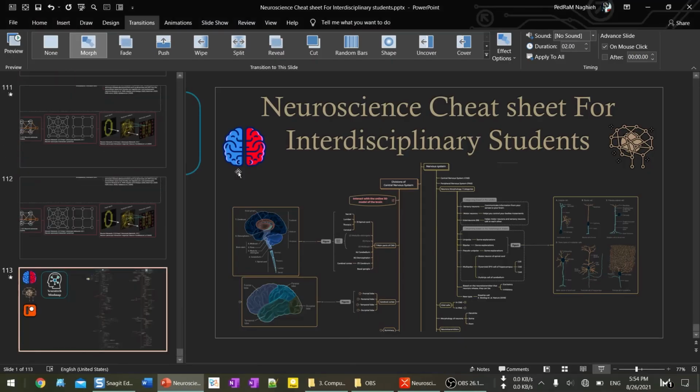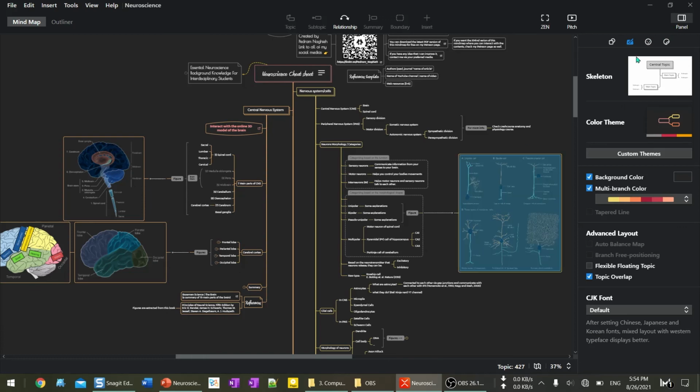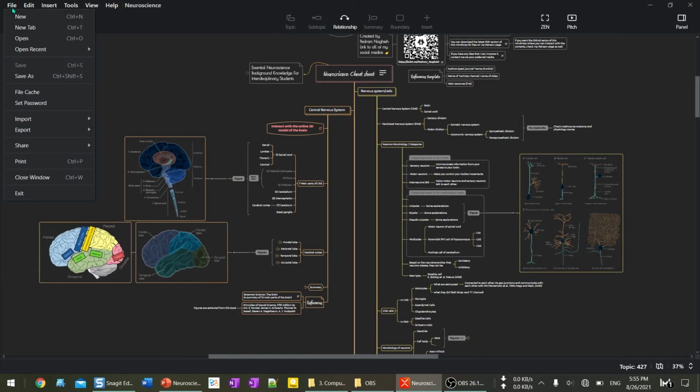Before ending, let me give you some tips on how to make a slide like this. If you have the Xmind app, you can make the mindmap there, and you can export it in PNG format. After you export them, you can either keep the PNG, or take a screenshot of them with another app called Snagit. You can just use Snagit and take a screenshot.